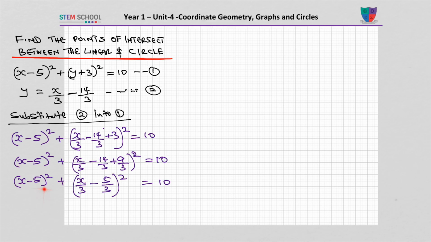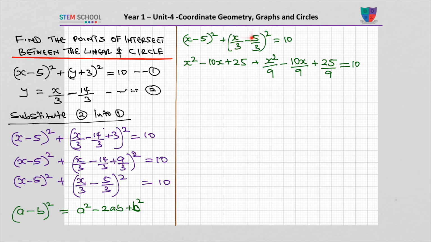I now need to expand this and that. I'm going to use this method of expansion: (a minus b) squared equals a squared minus 2ab plus b squared. This is a and that's b. This is a again and that's b. So I'm going to apply this method to both of them.